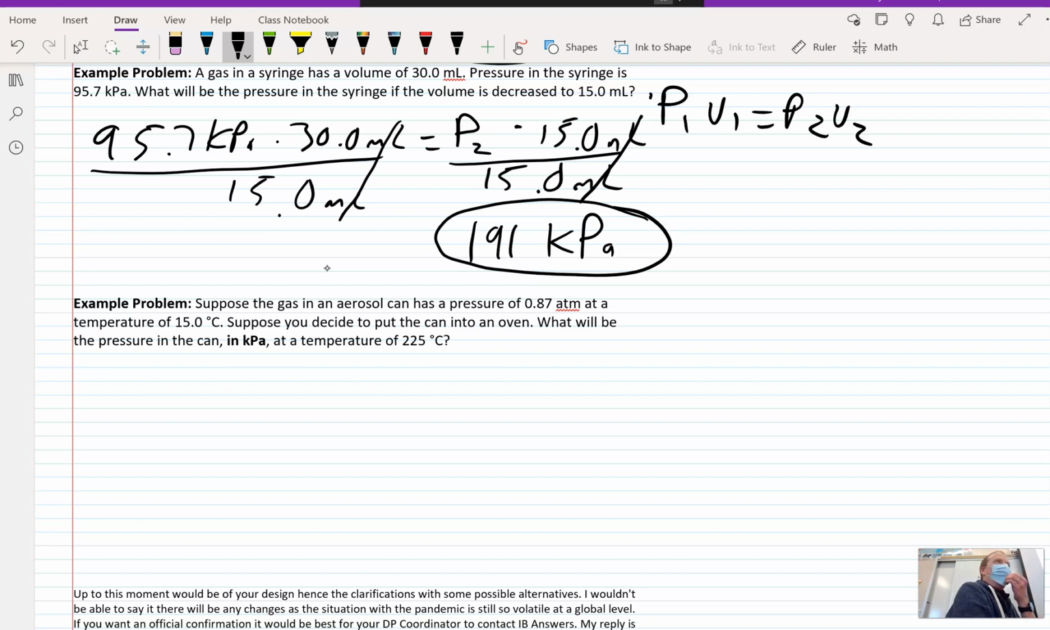Yeah, I know what you're saying. It's because it's inverse, and that's probably what you're thinking too. It's an inverse relationship. So if you cut the volume in half, the pressure is going to double. That's the way it works. Or if you cut the volume down to a fourth of what it was before, it's going to quadruple the pressure. If you double the volume, the pressure is going to go down by half. So it's always going to work that way. So if you were really focused in, you could have just realized, oh, I cut the volume in half, I should just double 95.7, and you could have gotten it that way.